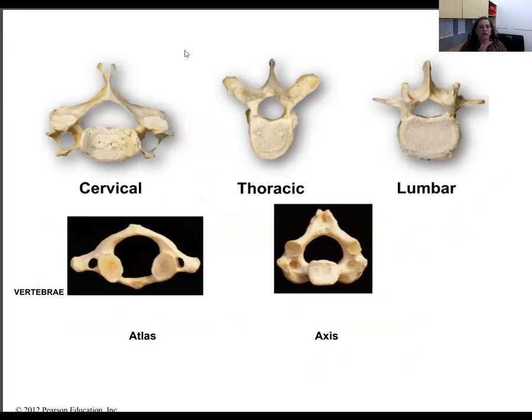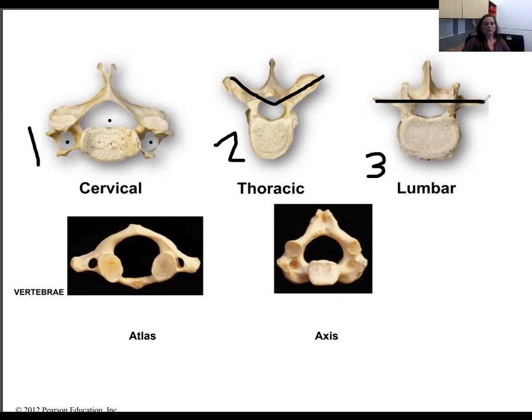So again, this first one, number 1, is your cervical vertebrae. You know that because he has 1, 2, 3 holes. My second one here is my thoracic vertebrae, and you know that because my duck, see, his wings are shaped like a V. That's my thoracic vertebrae. And then this third one here is my lumbar vertebrae, and you know that because his wings are straight across. Those are the simplest ways to be able to determine what type of vertebrae it is.